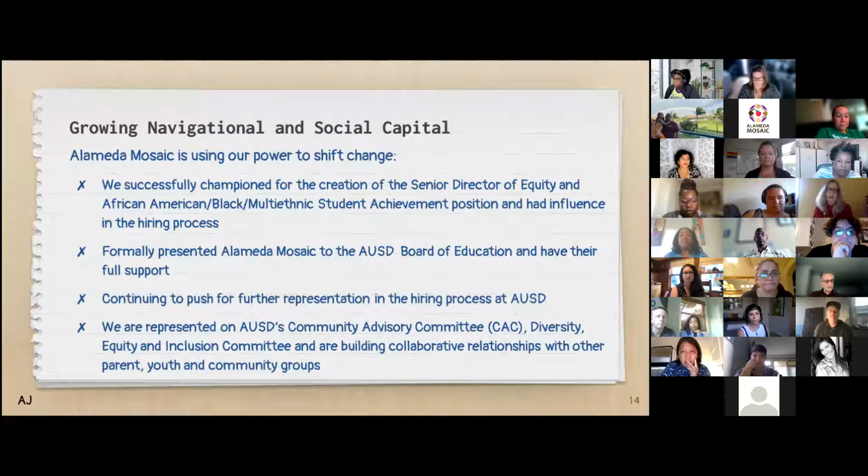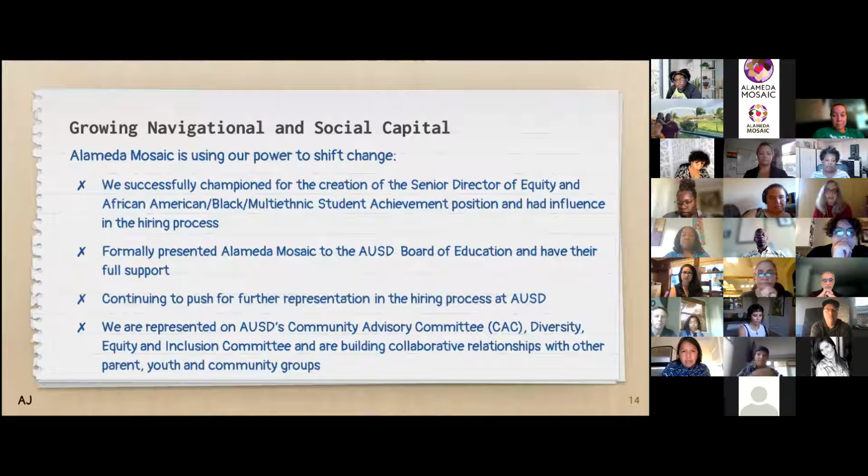Danielle and Carolyn have presented Alameda Mosaic to the AUSD Board of Education, and we have their full support. Continuing to push for further representation in the hiring process at AUSD so that our students can see representation of themselves within the teaching staff and leadership at each school. And we are represented on AUSD's Community Advisory Committee and the Diversity, Equity, and Inclusion Committee, and building collaborative relationships with other parent, youth, and community groups. Thank you.